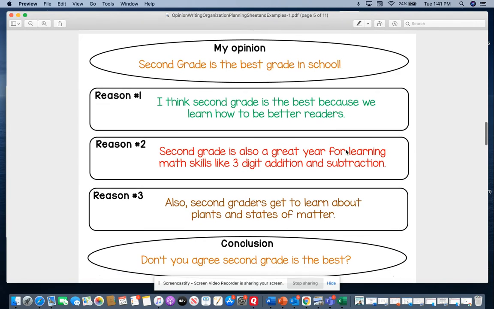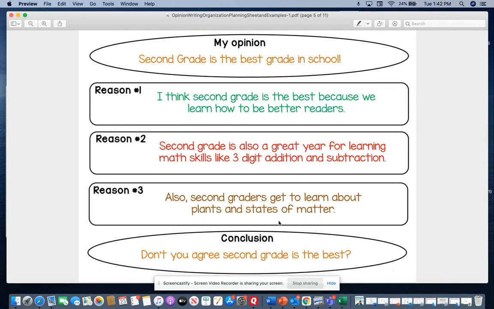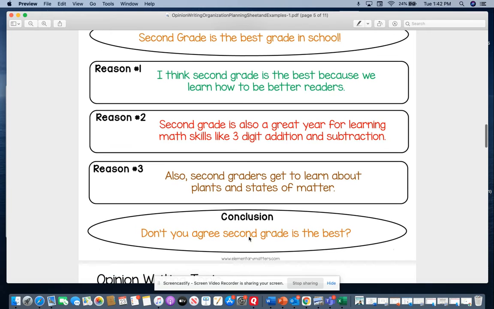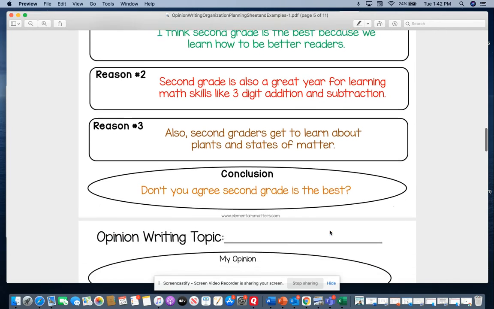All right, second grade is the best grade in school. I think second grade is the best because we learn how to be better readers. It is also a great year for learning math skills like 3-digit addition and subtraction. Second graders get to learn about plants and states of matter. And they concluded by asking a question. Don't you agree second grade is the best?